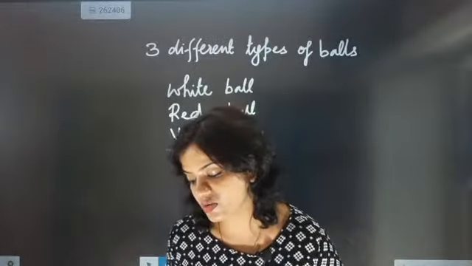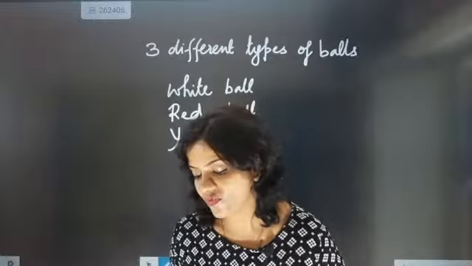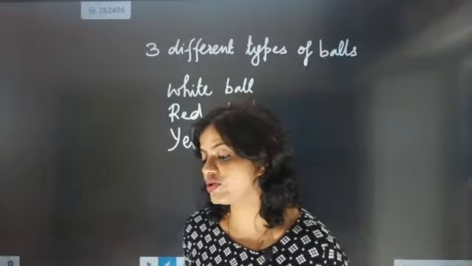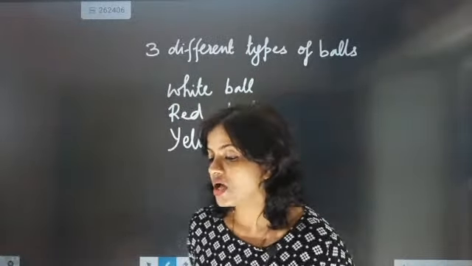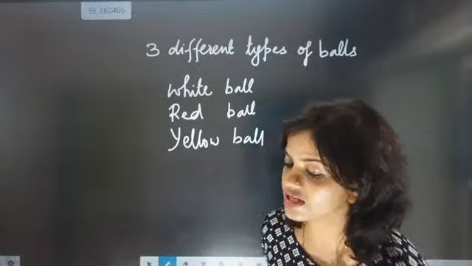That answer is absolutely correct. 1, 3, 5 will come white and 2, 4, 6 will come with red or yellow. Okay, very good. Correct answer is there, but this is exactly the sample space.